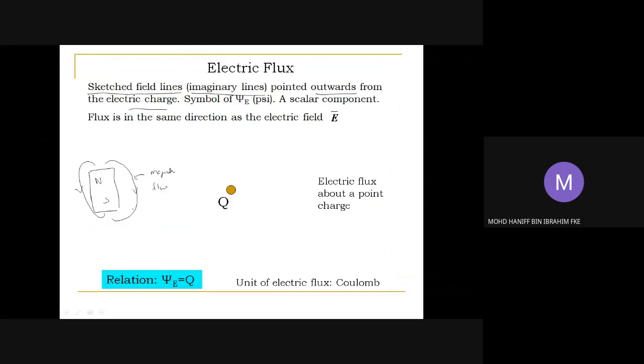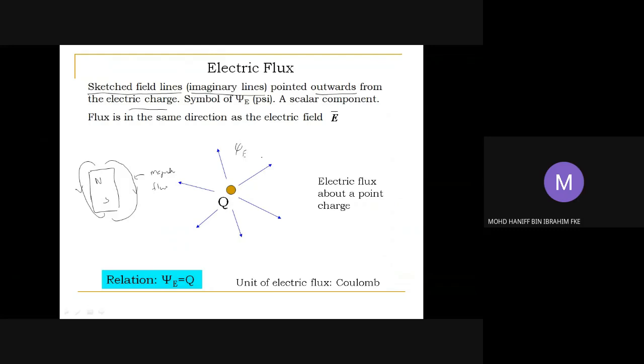So this will be learned later in chapter 8 or chapter 7, when we learn about the magnetic field. But the concept of flux here is similar to the concept of electric flux line, in which the electric flux basically is a line which is imaginary, it cannot be seen. And for the case of a point charge, it is said to originate from the point charge and is pointed outwards from this particular point charge. So the flux should look like this. This blue color line is the flux line. Okay, so this particular flux has a symbol of psi of E.